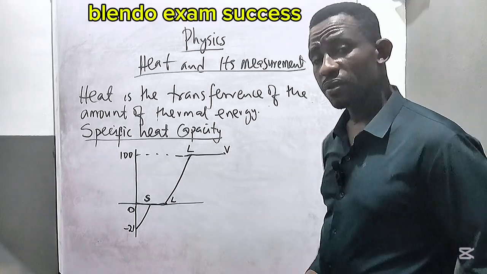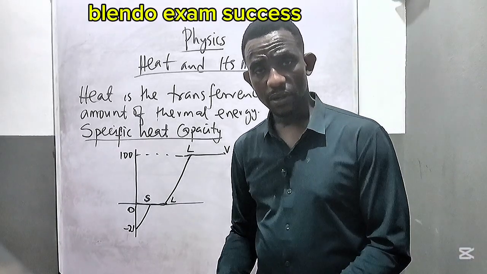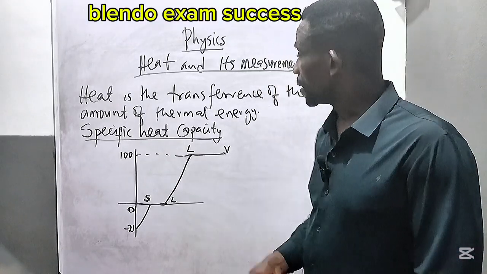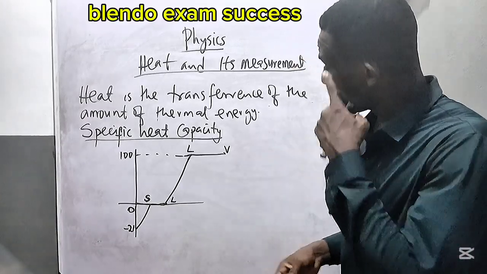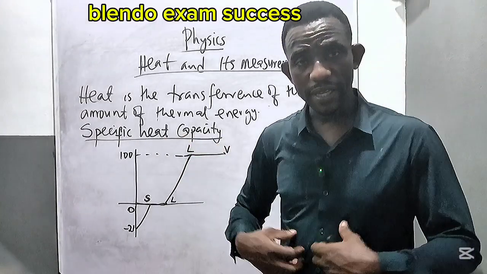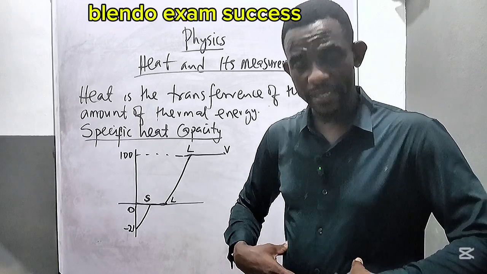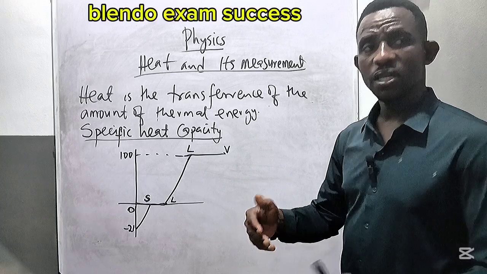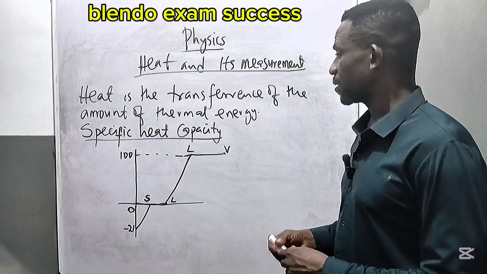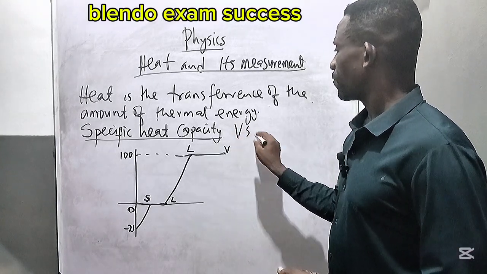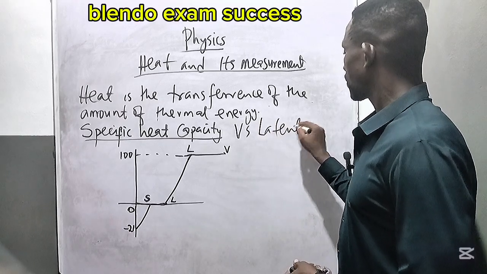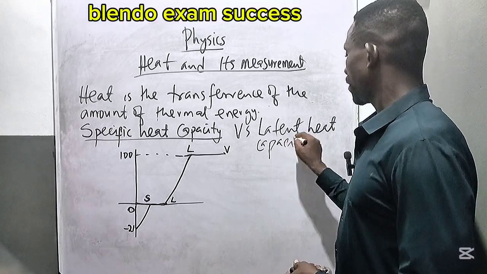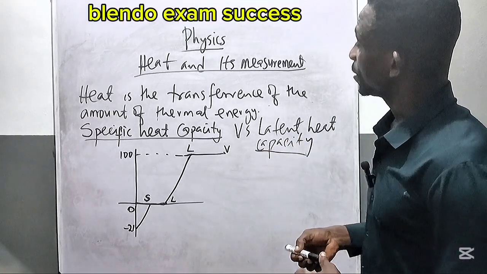When you heat up a body, meaning we are adding heat energy to a body, then the amount of heat energy that is absorbed, that is taken, is thermal energy, all right? Then the specific heat capacity is just the quantity of heat that can be absorbed by a body. So I'm going to use this diagram to show you how the specific heat capacity and latent heat capacity work. Specific heat capacity versus latent heat capacity. Okay? Very, very important in the measurement of heat.